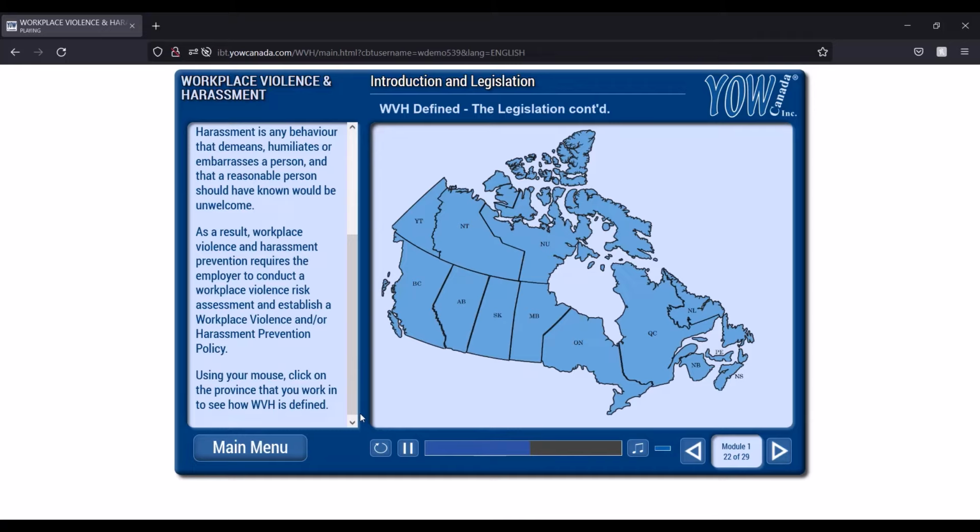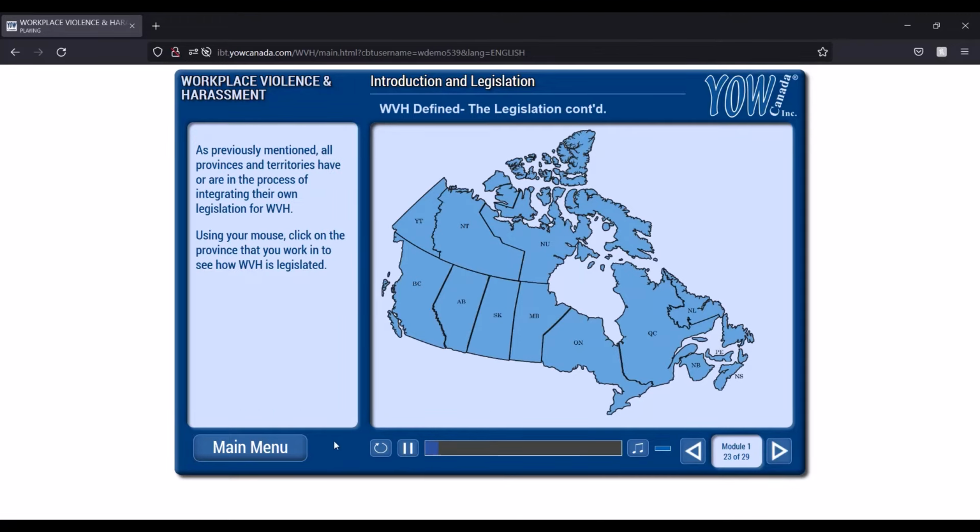be unwelcome. As a result, workplace violence and harassment prevention requires the employer to conduct a workplace violence risk assessment and establish a workplace violence and/or harassment prevention policy. Using your mouse, click on the province that you work in to see how WVH is defined.